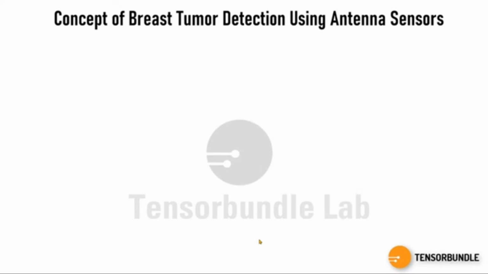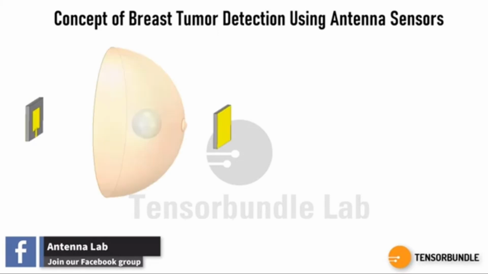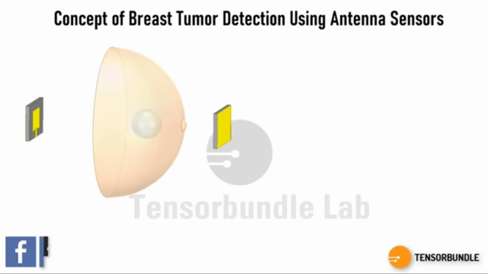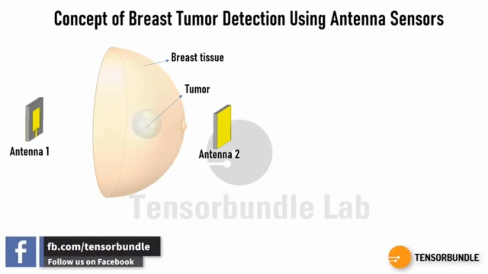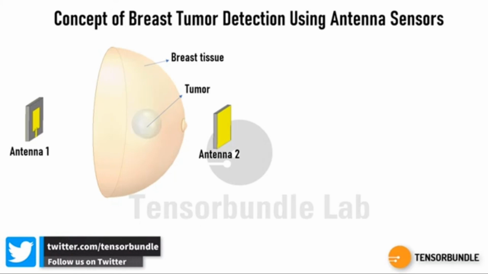Hi everyone, I'm Membuat. Today I'm going to discuss how we can utilize antennas in order to detect tumors in breast cells. The concept is very simple. Imagine if we place a breast tissue between two antennas, and these two antennas act as sensors. We can basically characterize any biological tissue in terms of electrical features such as permittivity and tangent loss.